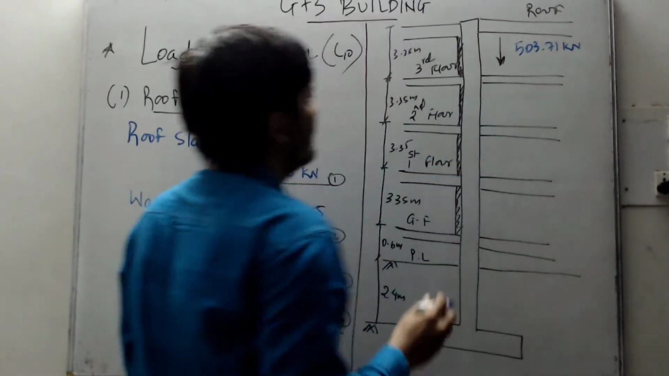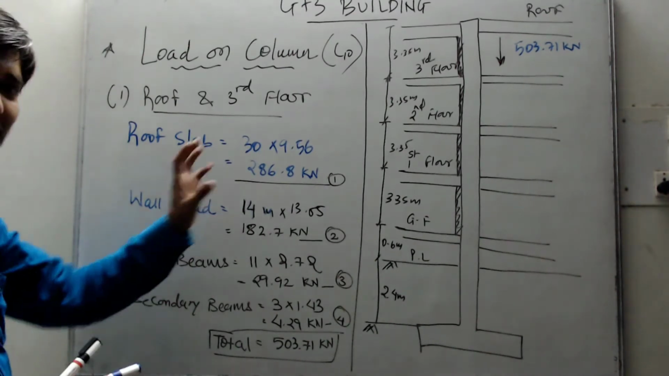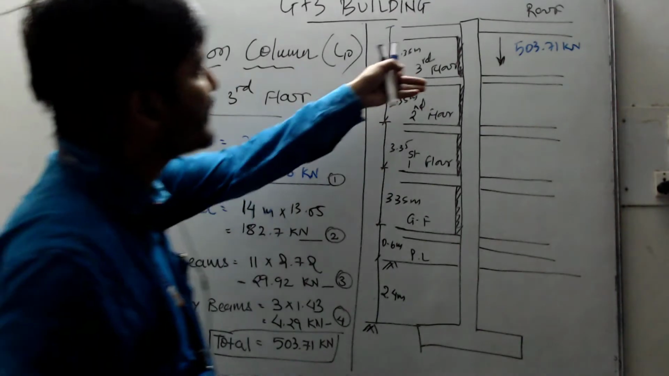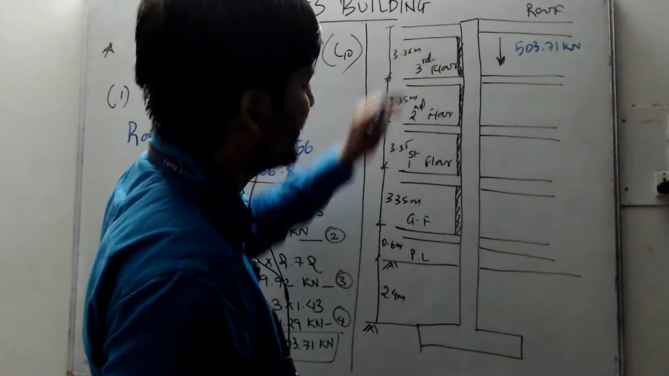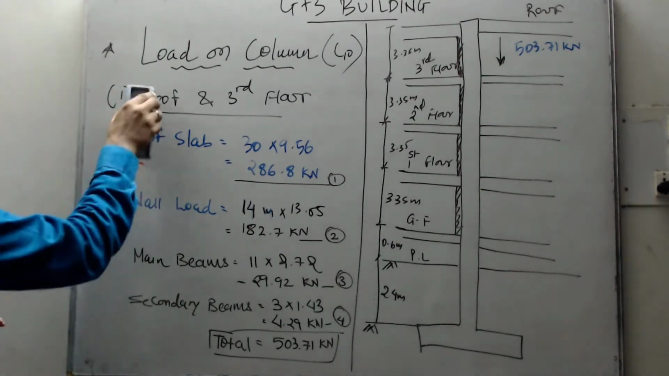503.71 kilonewton. So this is how we calculate the loads, right? So simple: area into value, length into value. So next we move to the next level, that is between third and second floor.